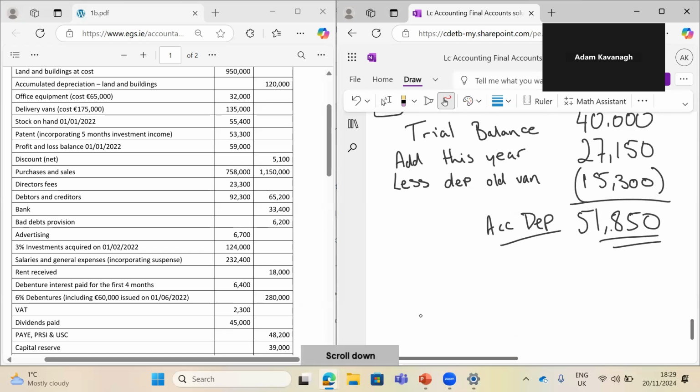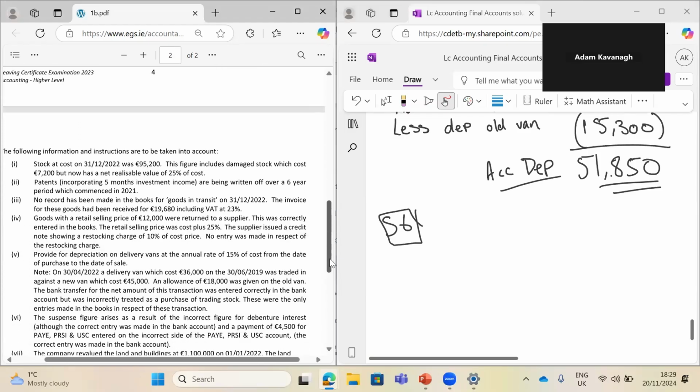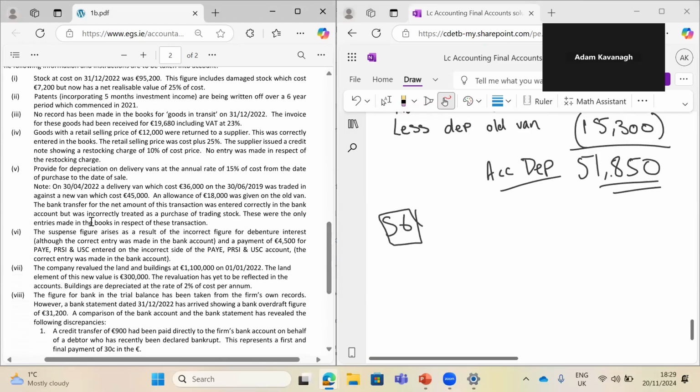Okay, and then the last step, step 6. If we go back to this note here, it says that the check, or the bank transfer, for the net amount of this transaction was entered correctly in the bank account, but treated as a purchase of trading stock. So if we purchase a fixed asset, it's not trading stock because it's not something we're buying to resell. So we need to remove that from purchases.